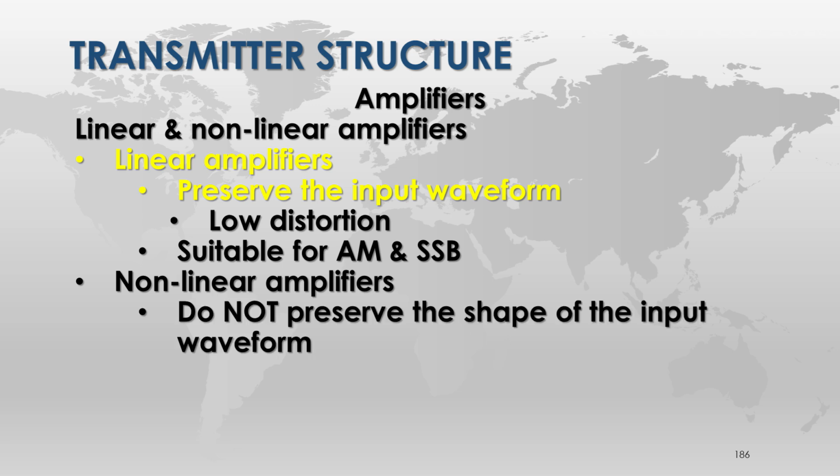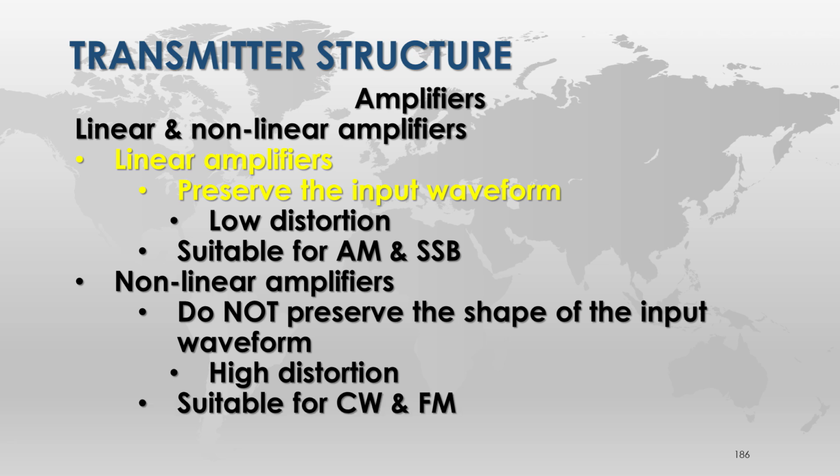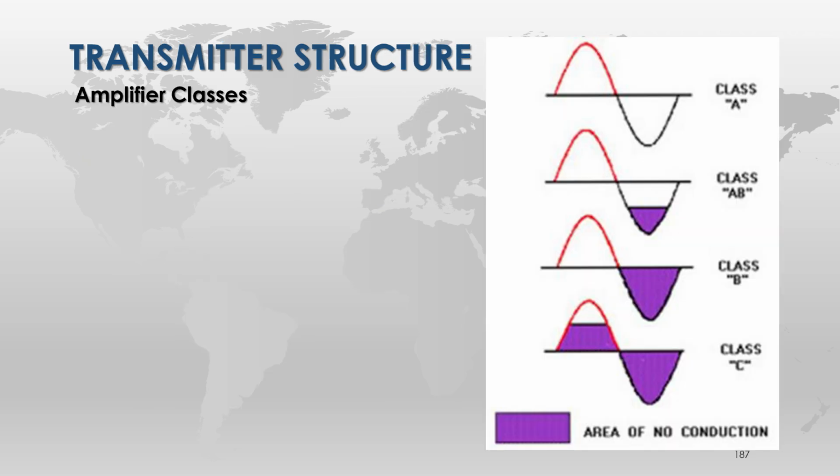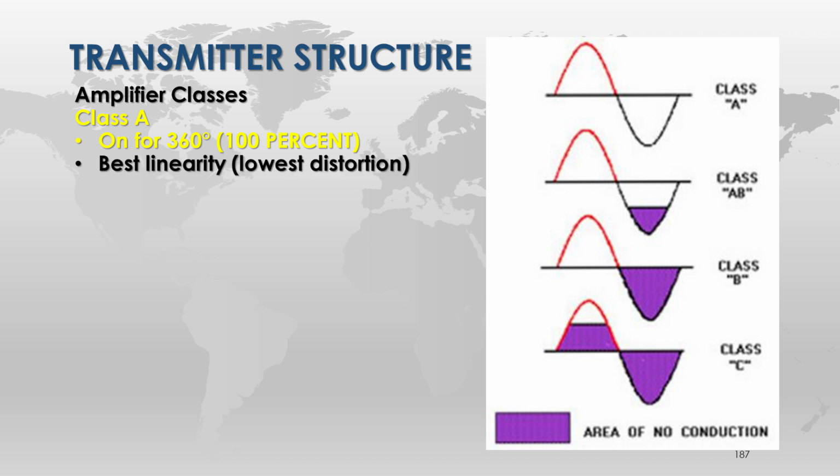Non-linear amplifiers do not preserve the shape of the input waveform. So just remember the linear ones do. They have high distortion, and they're suitable for CW and FM, because CW is just on or off, right? And amplifier classes A, AB, B, and C. Class A is on for 360 degrees or 100%. The entire cycle it's on. That is a question. The best linearity and the lowest distortion. They are the least efficient, so you're going to have to put more power into them.